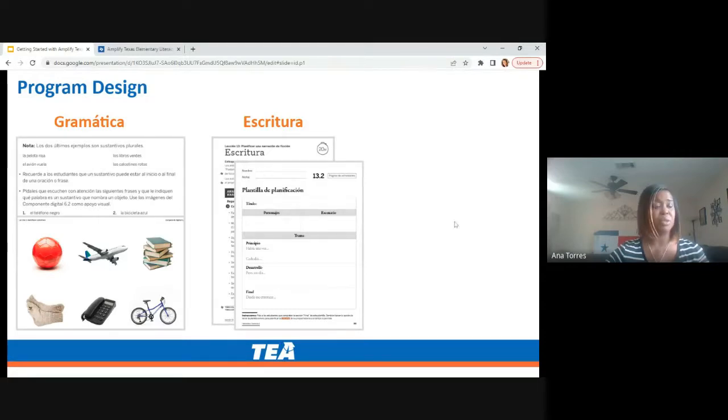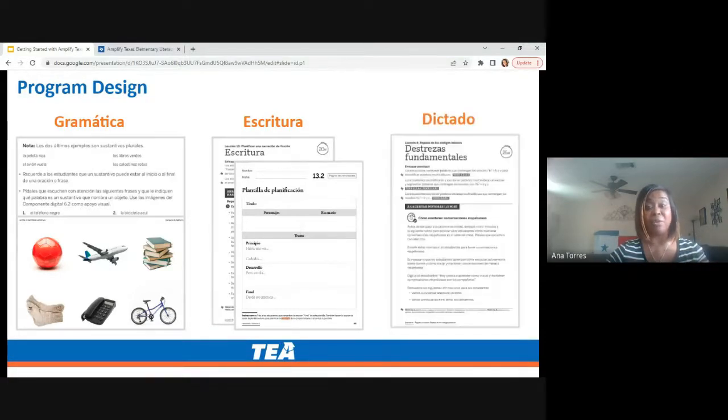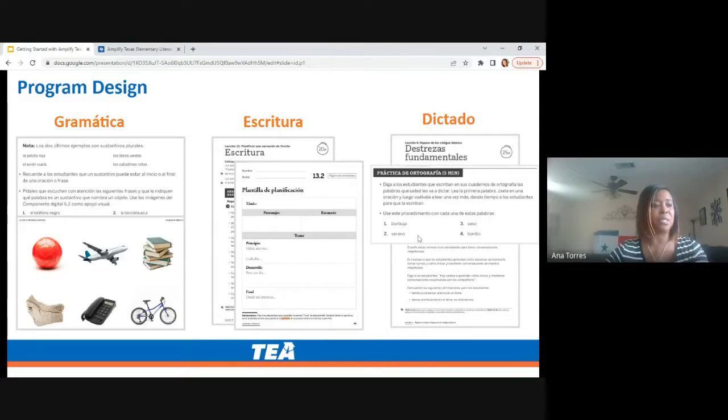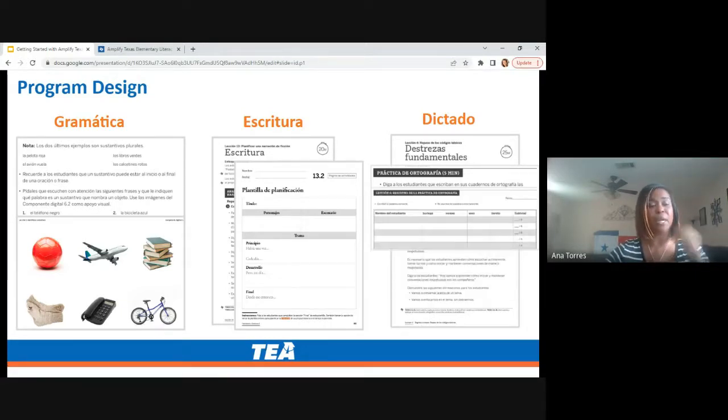Lastly, I wanted to show you an example of a dictado, of a dictation. And this is an example of a second grade dictado. The teacher will dictate, read aloud words, for example, such as burbuja, verano, vaso, bonito. Students will write the spelling of the words, and then the teacher will write the correct spelling of those words on the board and have those students self-correct, or he or she can correct those. So that's an example of a second grade dictado session.